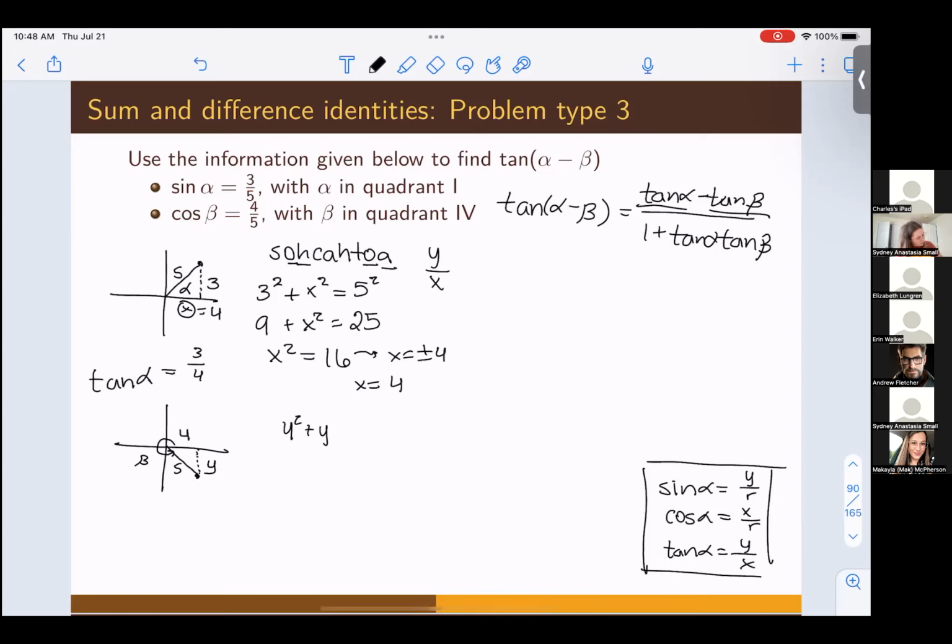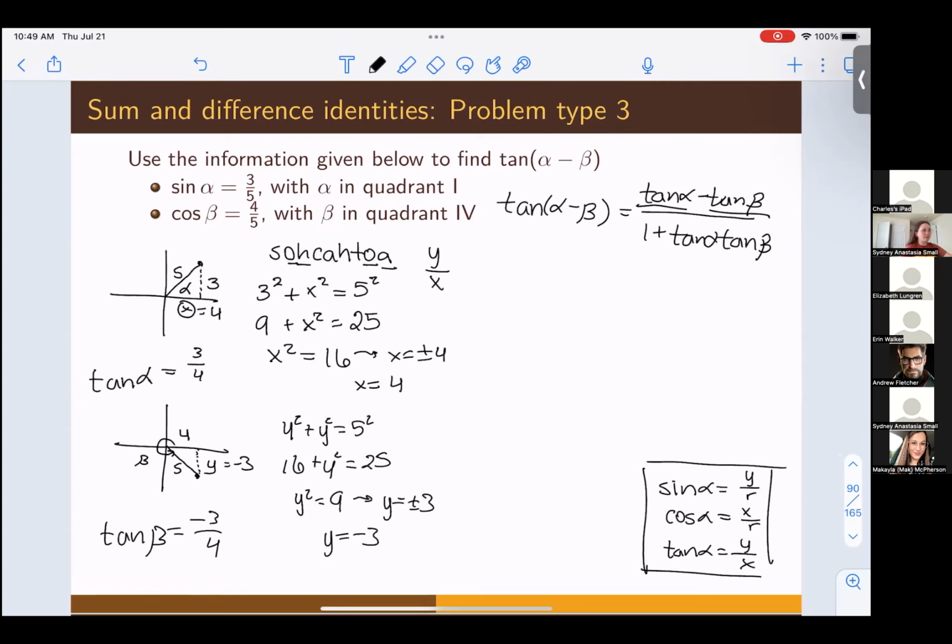4 squared plus y squared equals 5 squared. 16 plus y squared equals 25. Y squared equals 9. It's that 3, 4, 5 triangle again. So y is plus or minus 3. We look at this, and because we're terminating in quadrant 4, our y value is negative. So y is equal to negative 3. The tangent is y over x. So tangent of beta is equal to negative 3 over 4. Cool. We have these two values.